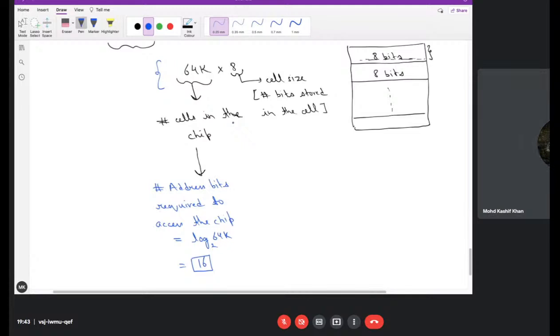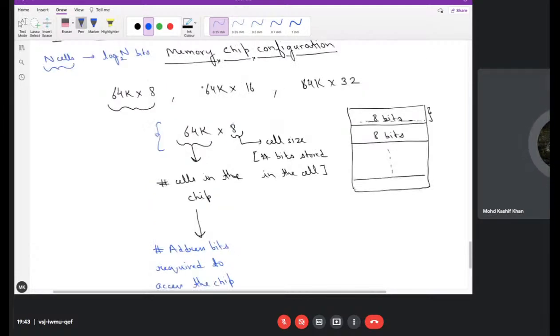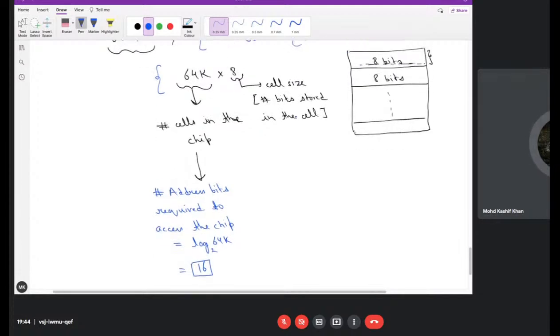Okay, so these are the different configurations. What does 64K cross 16 mean? Each cell can store 16 bits, meaning 2 bytes, the total number of cells is 64K, and to address any cell 16 bits are required. What does 64K cross 32 mean? Each cell can store 32 bits, meaning 4 bytes, and there are 64K cells in the memory. To address each cell, 16 bits are required. Okay, now just write this down as an example in your notebook.